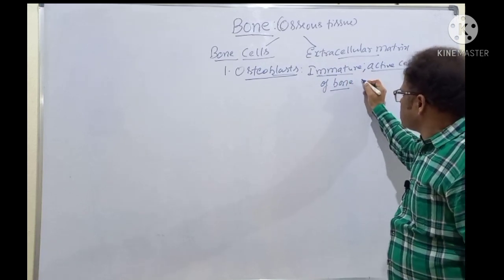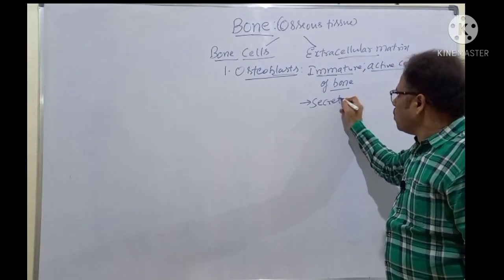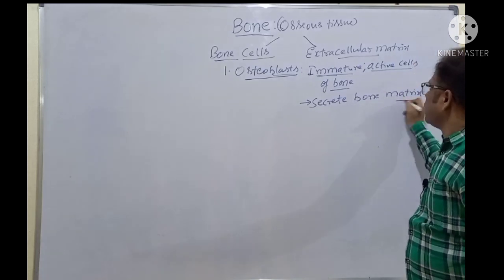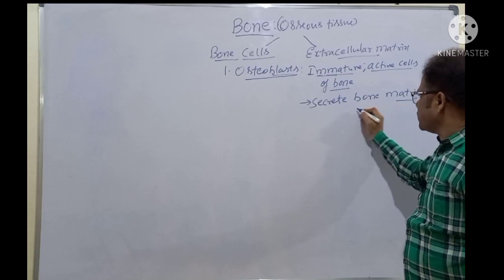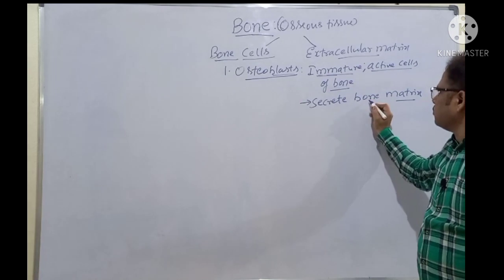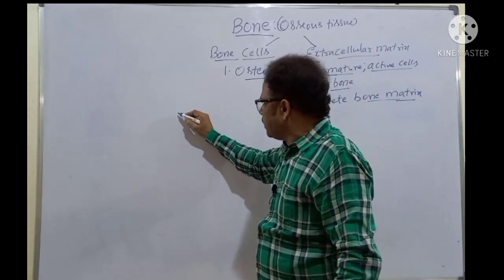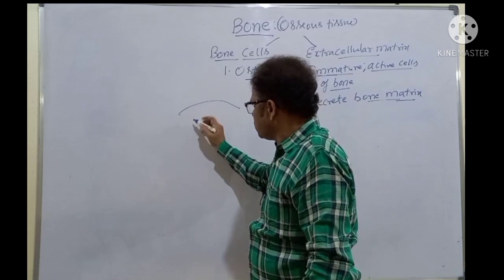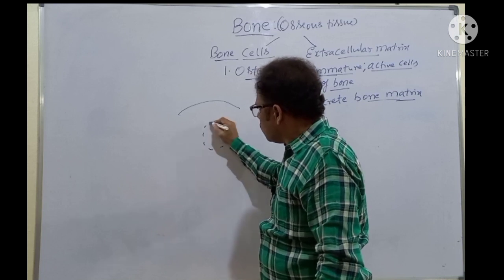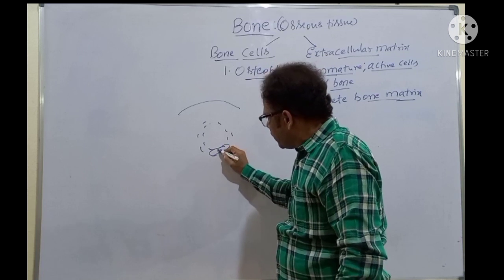Just like chondroblast, chondrocytes, the same way here osteoblasts are immature. They are not matured yet and they are the active cells of the bone. Why? Because osteoblasts secrete the bone matrix. The bone matrix, I told you, is an extracellular matrix which contains the collagen fibers. For example, this is a rough structure of the bone, and here it contains a bone matrix, and here a vacuolar structure, and here is the osteocyte.